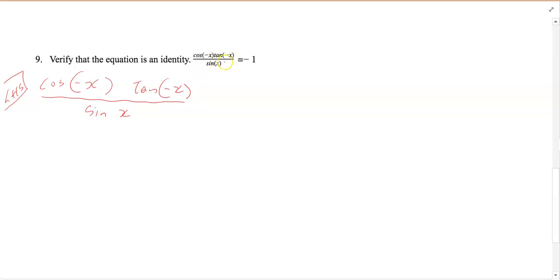Verify the identity: cosine of negative x times tan of negative x over sine of x equals negative 1. Cosine of negative x, we know that cosine is an even function.